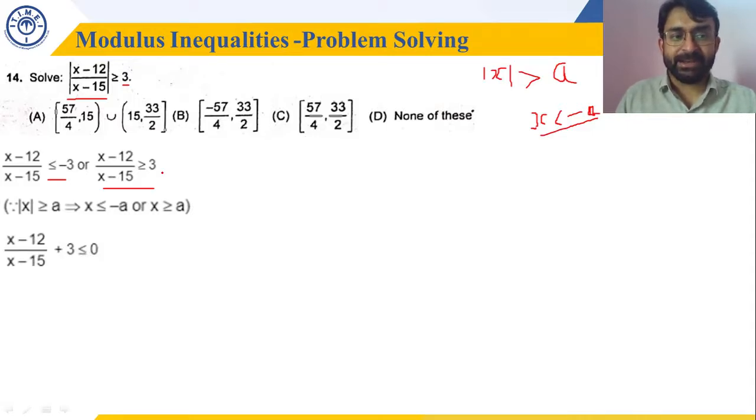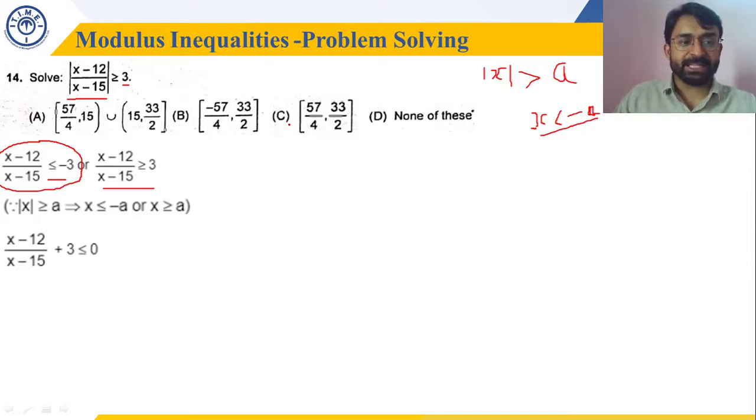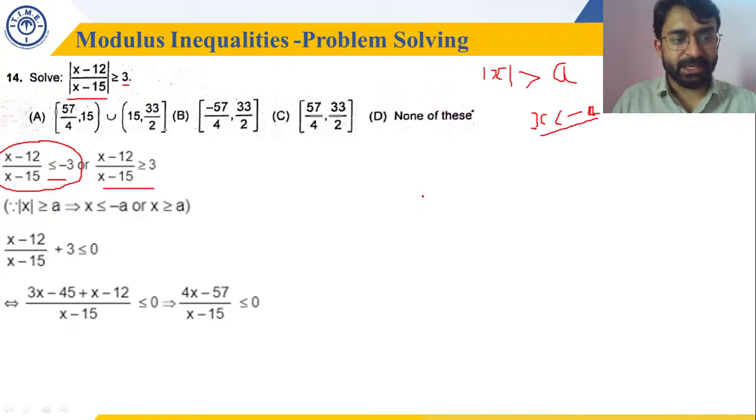So if I take the first case, this is the first case which we are taking right now. (x minus 12) divided by (x minus 15), I'll take minus 3 to the left hand side, this will be plus 3, is less than or equal to 0. Perfect. Fine. We can take LCM. So x minus 12 plus 3x minus 45 divided by x minus 15, which is eventually (4x minus 57) divided by (x minus 15), which is less than or equal to 0. Agreed?